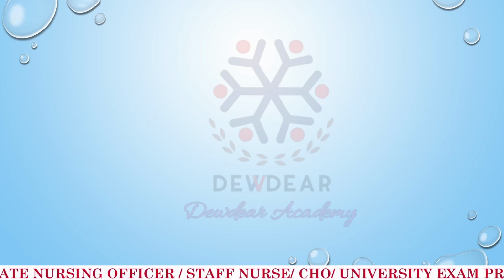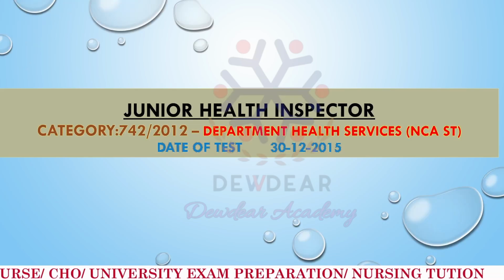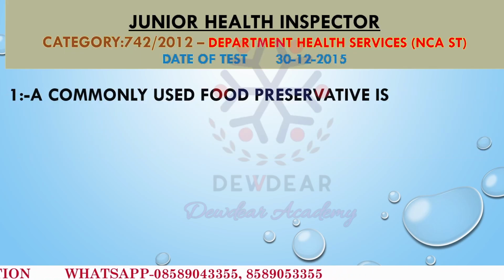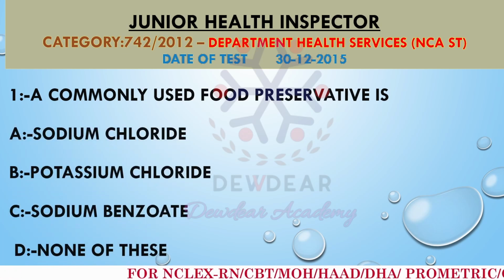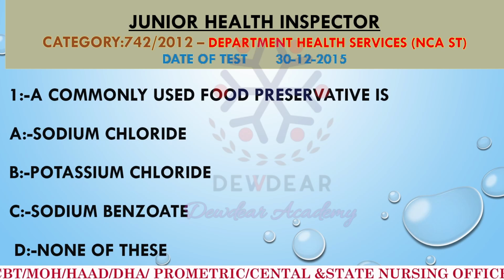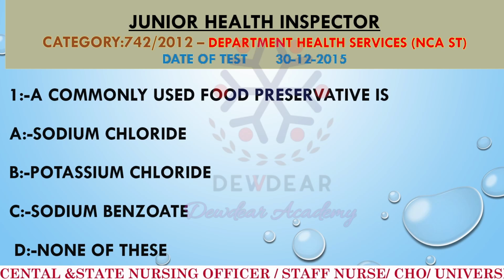So in this video I am discussing the Junior Health Inspector Exam question paper conducted by the Department of Health Services. So the first question is, a commonly used food preservative is. The options are A. Sodium chloride, B. Potassium chloride, C. Sodium benzoate and D. None of these.